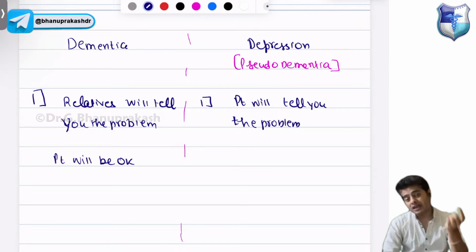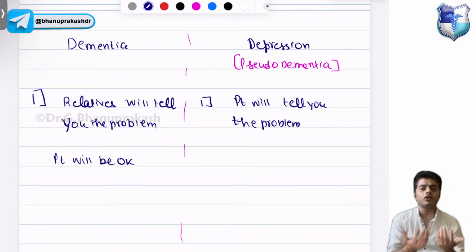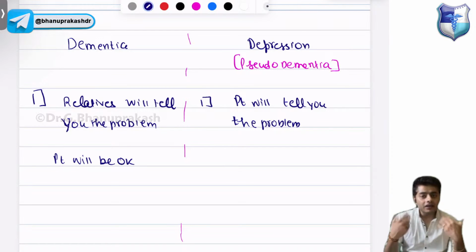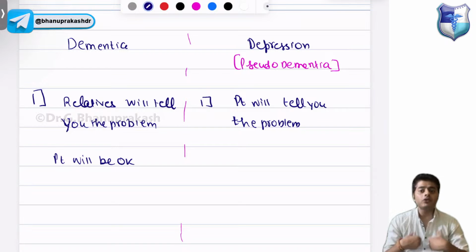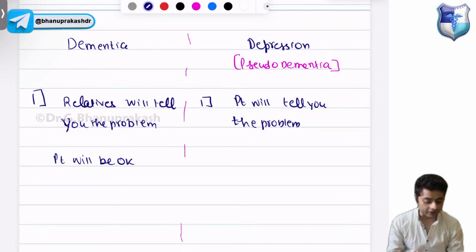But compared to that, suppose I am a patient of depression. I will tell the doctor, sir, I am not able to recollect things. I think my memory is getting weak. I am not able to recollect things. So in depression, the patient will tell all the things. In dementia, relatives or attendants will tell that.